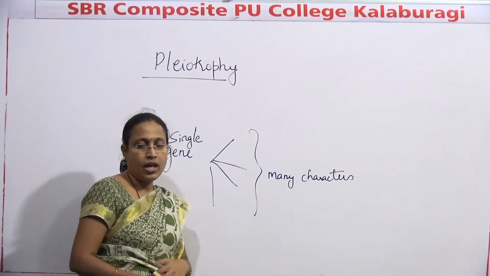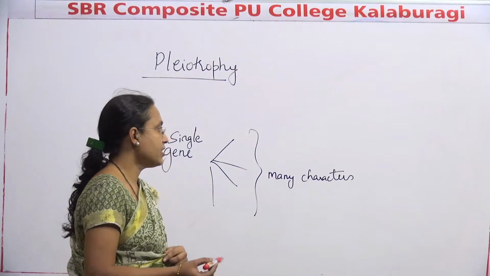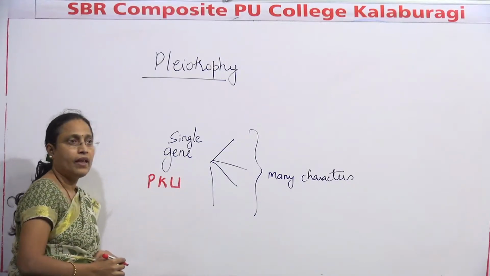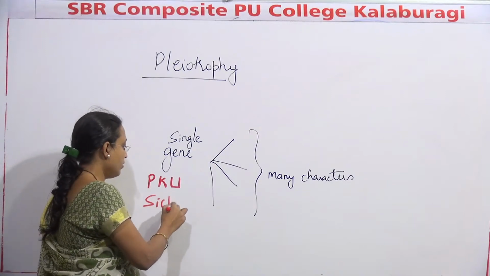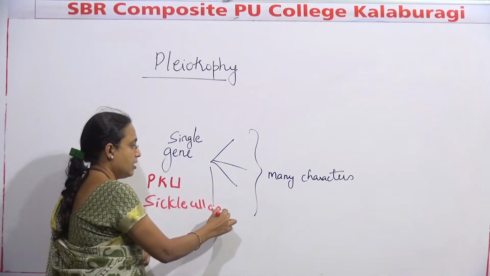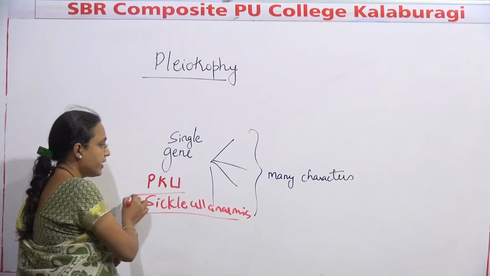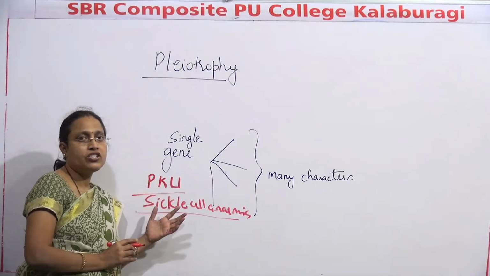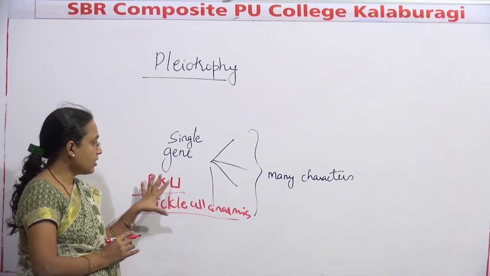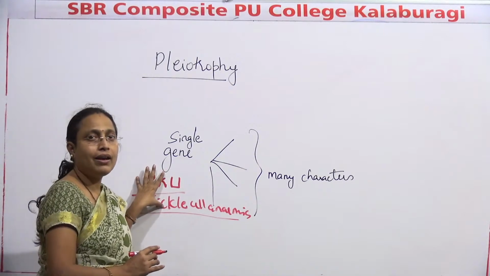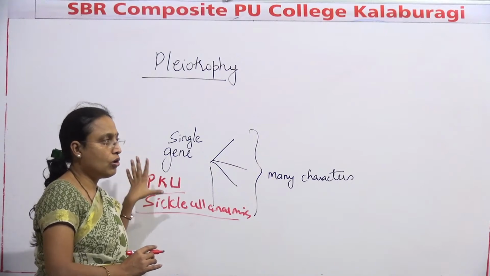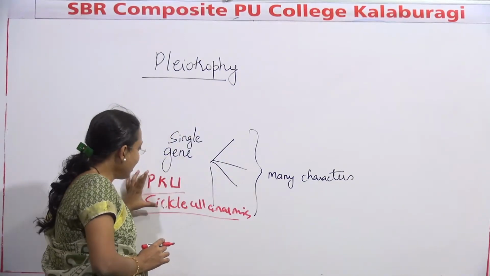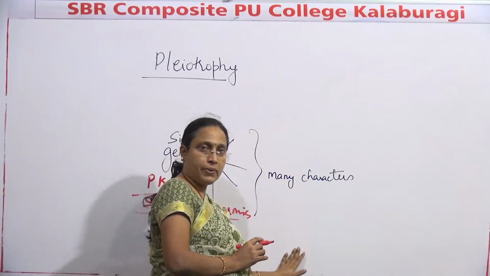a pleiotropic gene. Now, the best examples given for pleiotropy are phenylketonuria and even sickle cell anemia. These are monogenic disorders. These disorders occur due to mutation in a single gene. So these are also called Mendelian disorders. Monogenic disorders or Mendelian disorders are due to mutation in a single gene. Now in these diseases, there are many symptoms appearing.